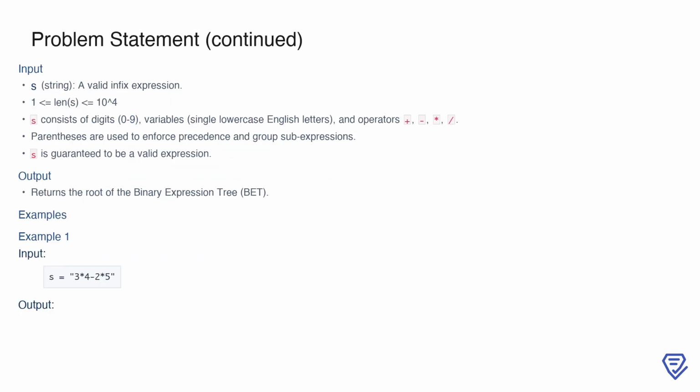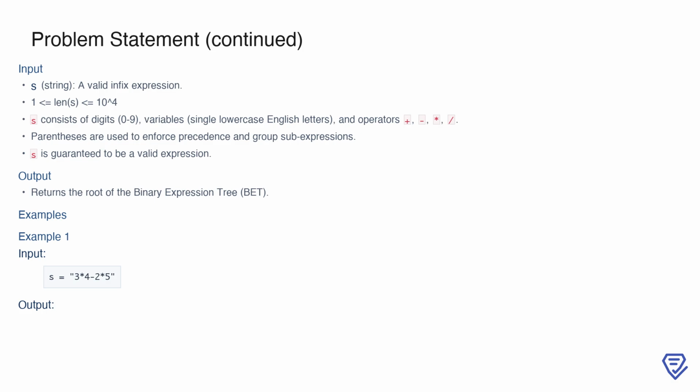The input to the function is a string S, which represents a valid infix expression. The length of S will range from 1 to 10,000 characters, and it will consist of digits, variables represented by single lowercase letters, and operators like plus, dash, asterisk, and forward slash. Parentheses are included to enforce precedence and group sub-expressions, so you don't need to manually figure out operator precedence. The output of the function is the root node of the constructed binary expression tree.